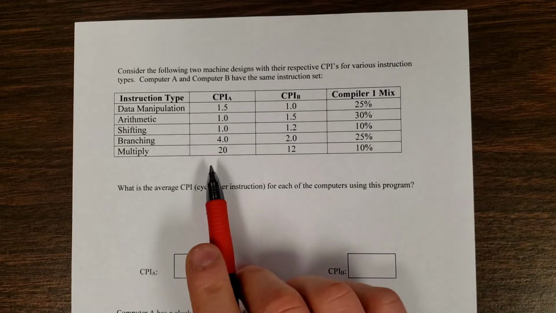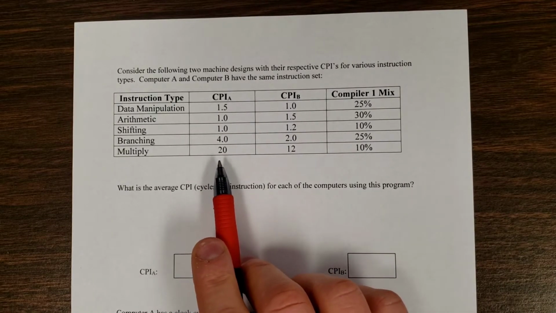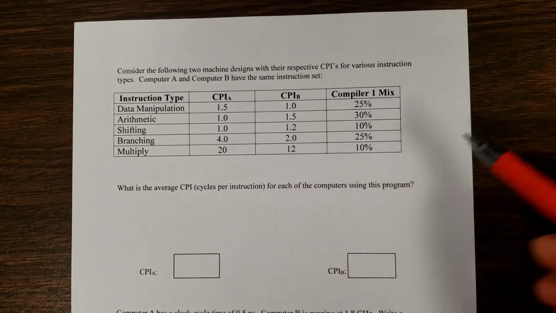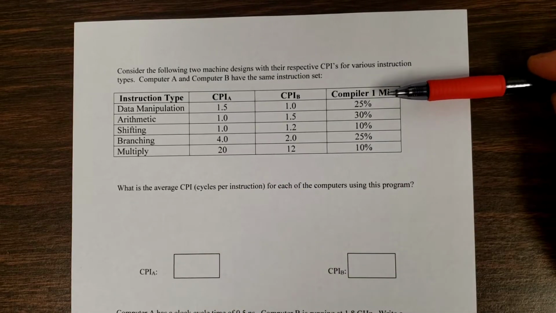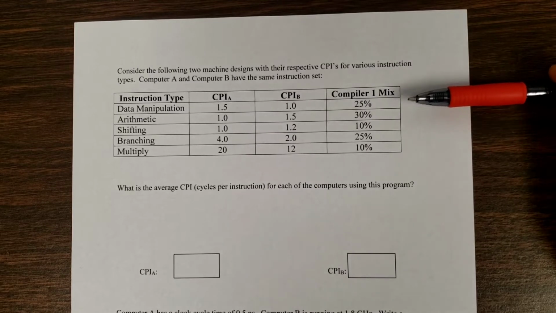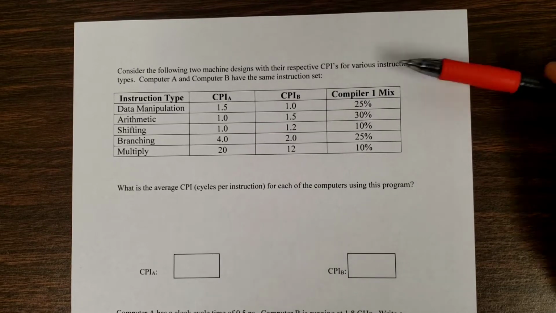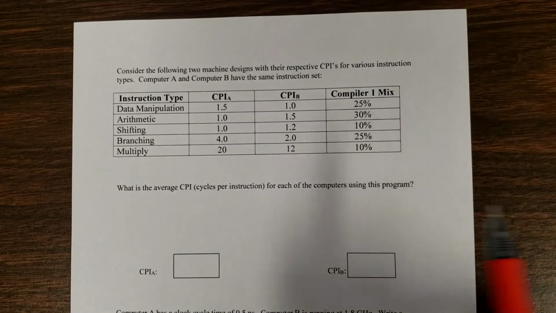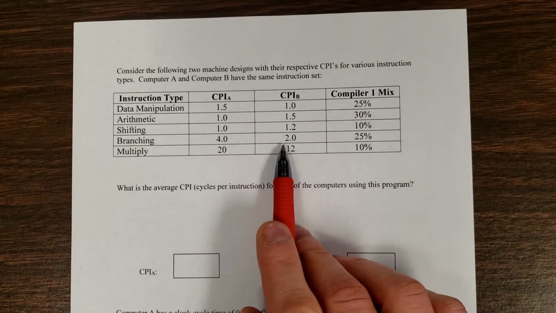So what we have here today is a question that requests that we calculate the relative performance of two different machines. Now, in a basic problem, you might be given the cycles per instruction, the CPI, for the two different machines. But in this particular problem, it will require us to calculate the average CPI.